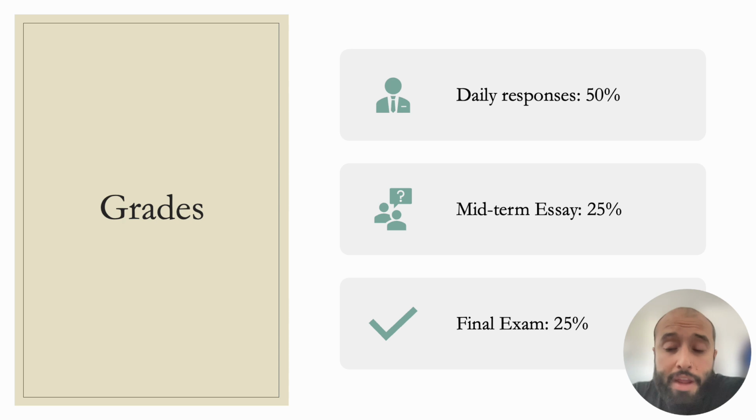Let's talk about the grades now so that it's clear for you all how it's going to work during the semester. Okay, so there's basically going to be three different grades. The first one is for your daily responses. Your daily responses are going to be 9 in total, and all of these 9 are worth 50%. So this 50% is broken down into 9 different assignments.